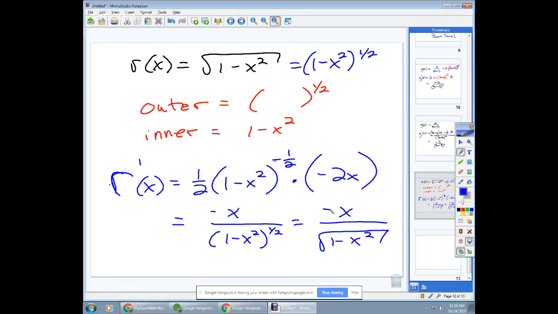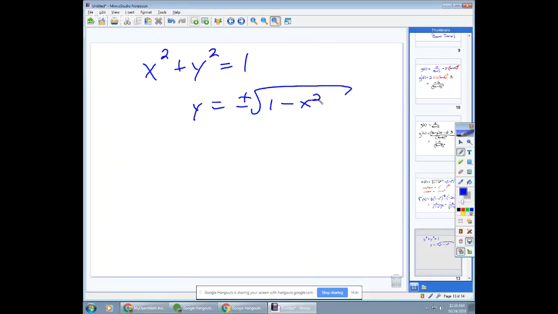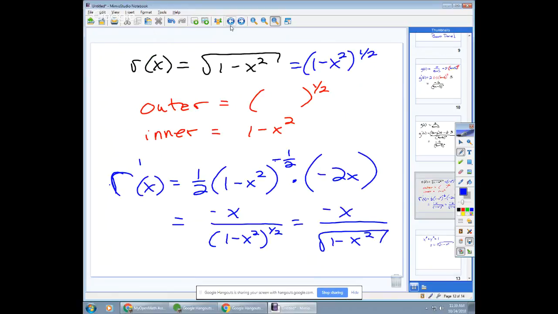So I just want to show you something cute about this derivative. Have you seen the equation x squared plus y squared equals 1? It's the unit circle, right? Okay, cool. If you solve that for y, what do you get? You get y is plus or minus the square root of 1 minus x squared, which we have part of that right there.